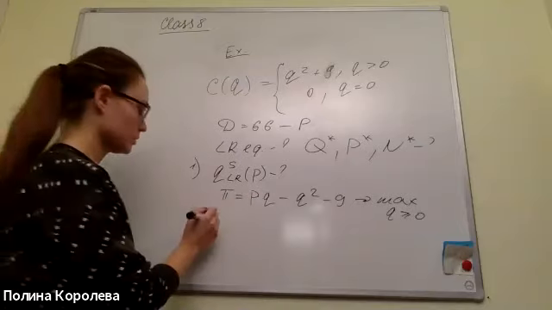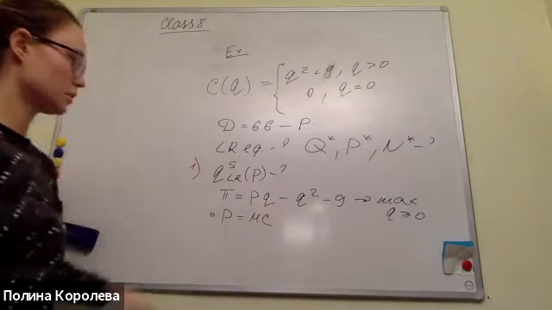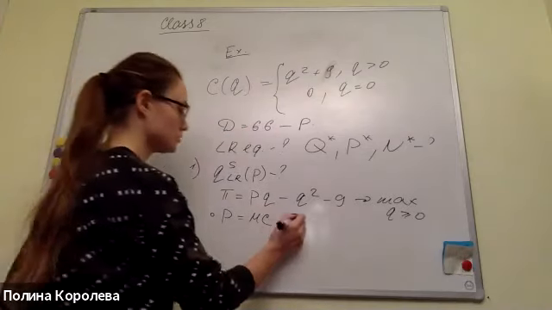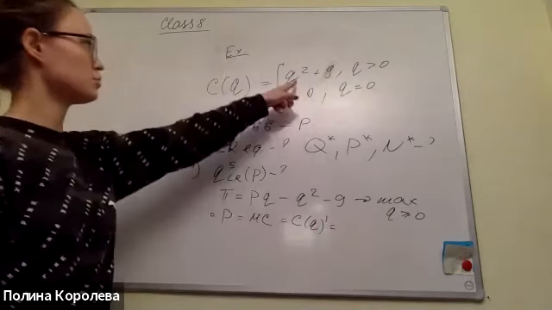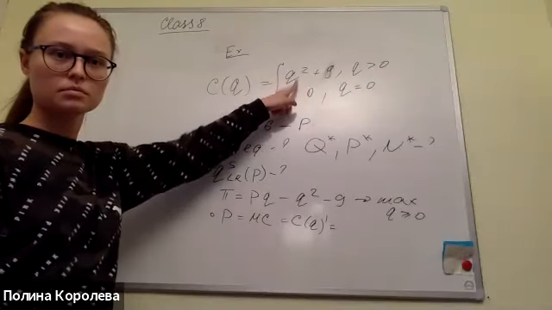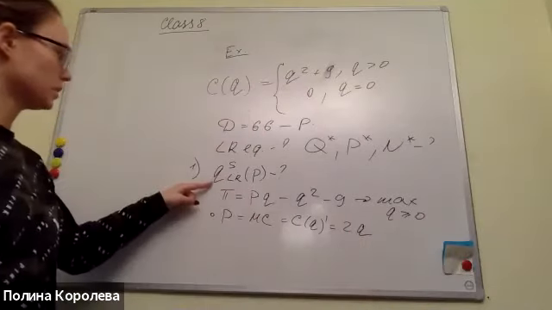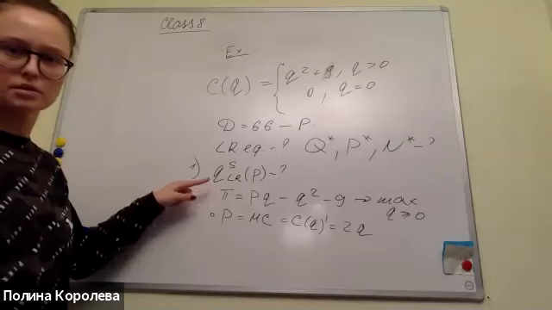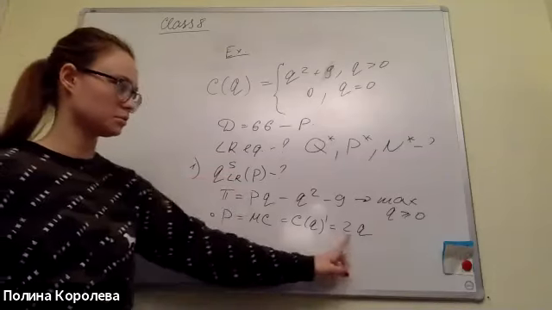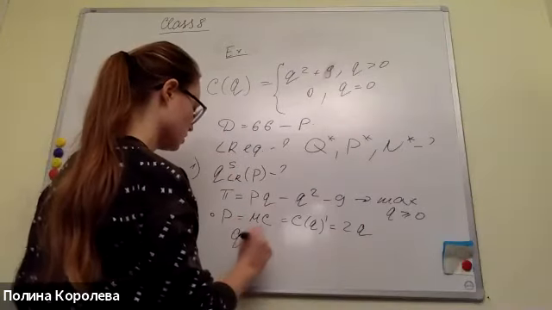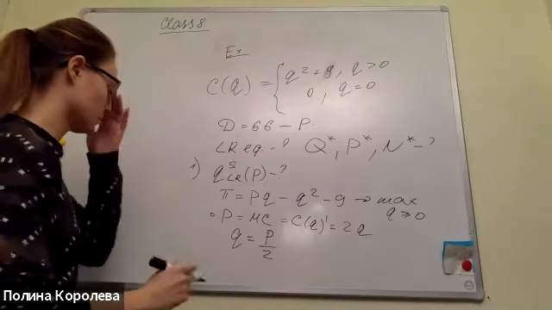Then three steps. First step, price should be equal to marginal costs. We calculate marginal costs. It's the first derivative of total costs. Take the derivative: 2q. From here, we express q because we need to find quantity as a function of the price. So price equals 2q, so quantity equals price over 2.